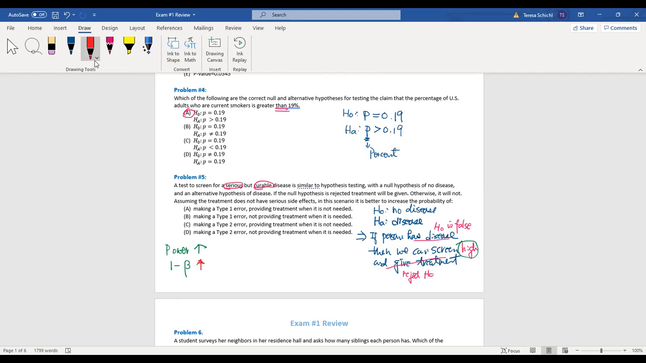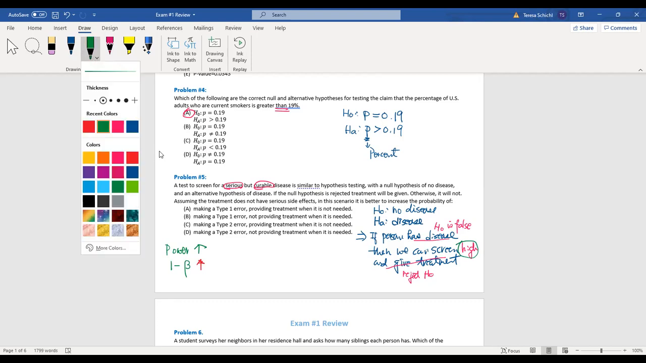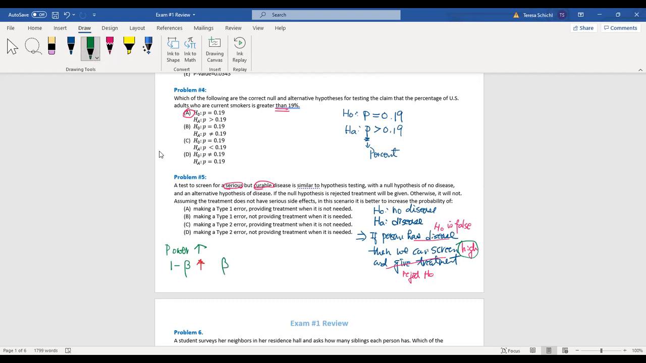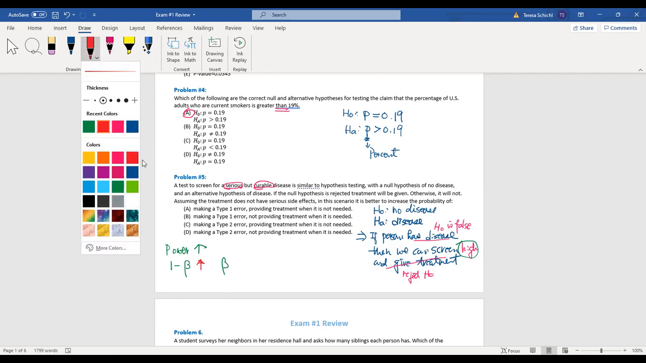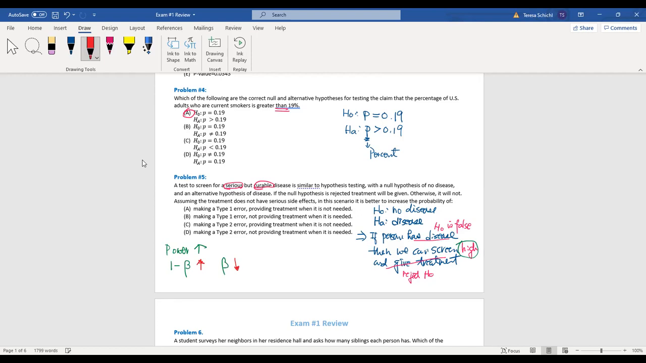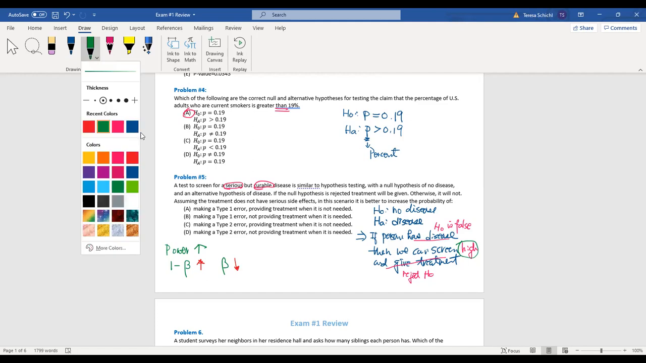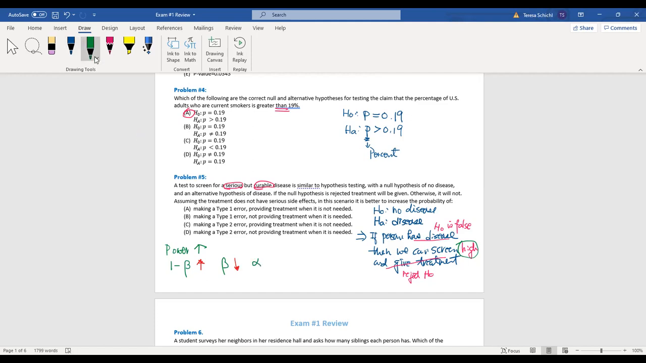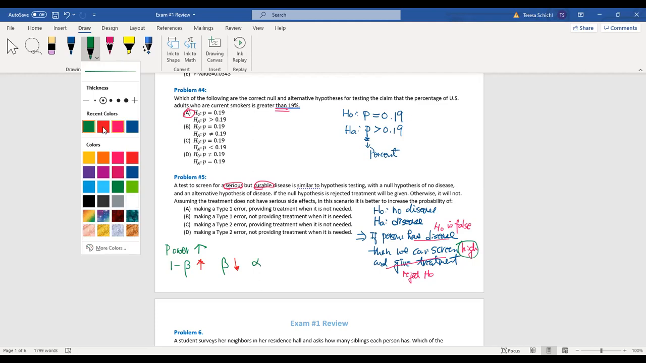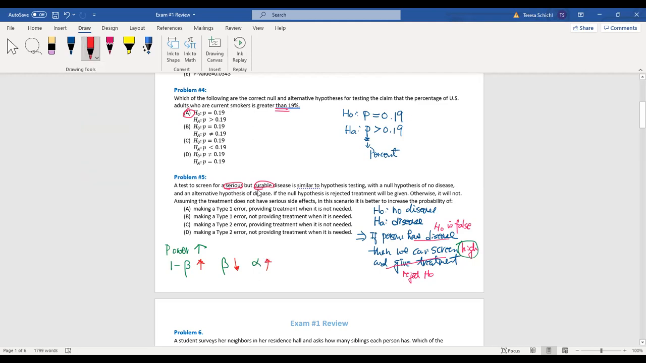So if power is high, then what is the beta going to be? The type 2 error. The beta is going to be low. Correct? So if the beta is low, then we know the alpha and the beta go opposite. So what happens here? The alpha is going to be high. So what is the alpha? Alpha is a type 1 error.